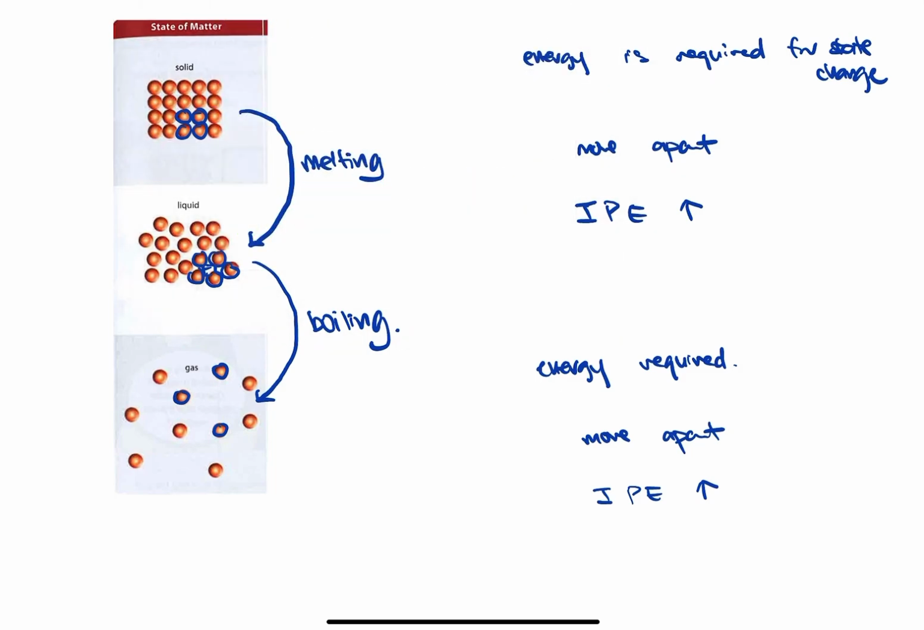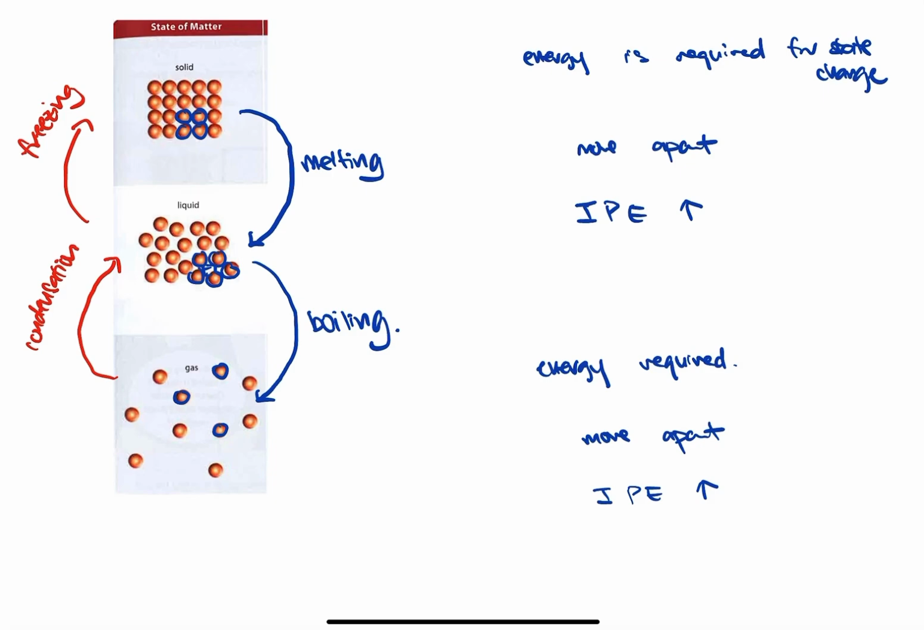What about the reverse process? When I want to move from a gas to a liquid, this process is called condensation. And from a liquid to a solid, this process is called freezing, or solidification, both are acceptable. So since energy is required during the melting and boiling process, the reverse actually happens.